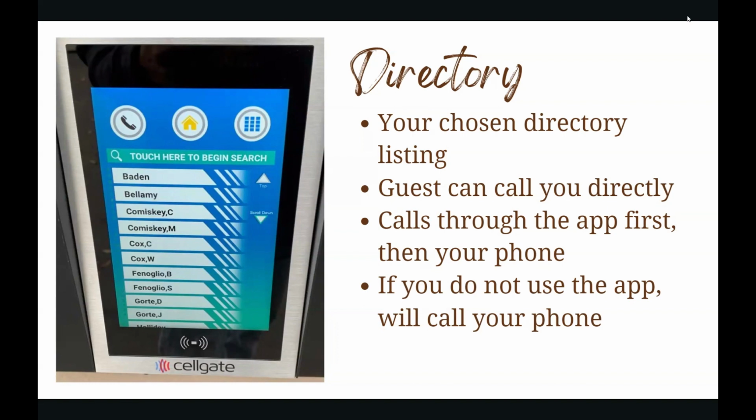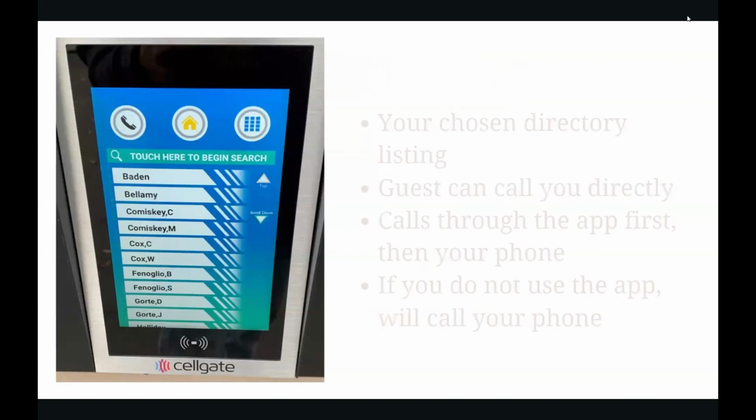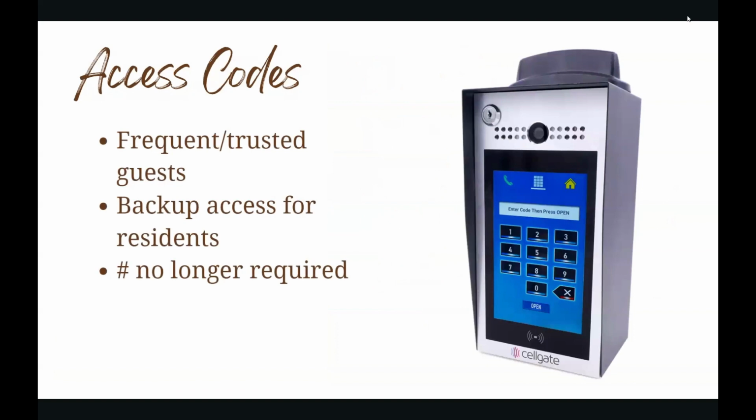This is very much what the screen will look like. This is an example, not yours, obviously. We don't have a Bellarmine and Baden in this neighborhood. When your guest comes up, they can either swipe through to get to your name, or they can touch at the top and start searching for your name, whichever is easiest. I suppose it depends on if you're at the beginning or the end of the alphabet. Then they tap your name and press call.